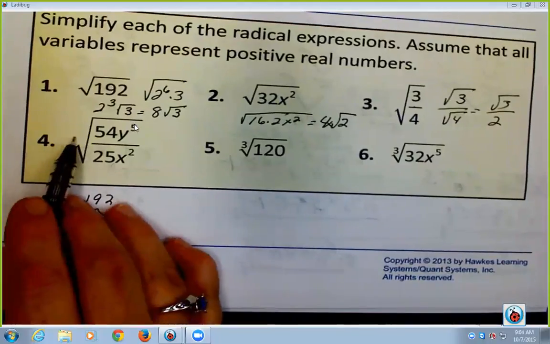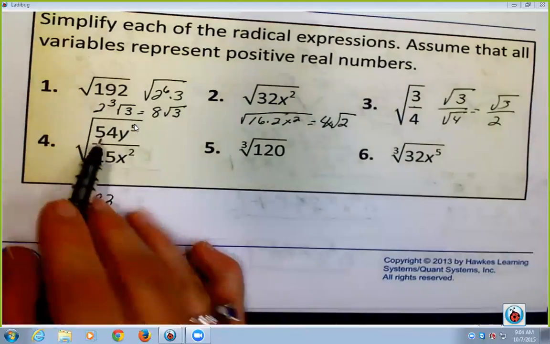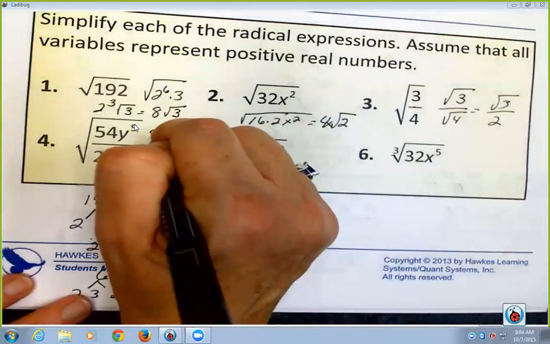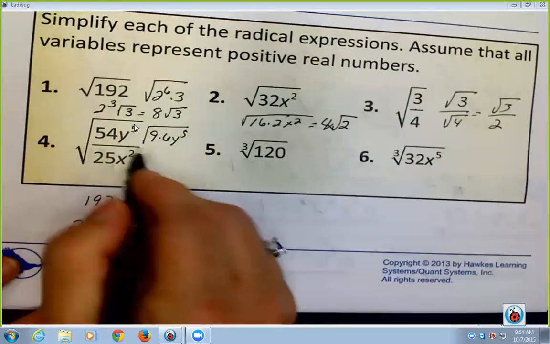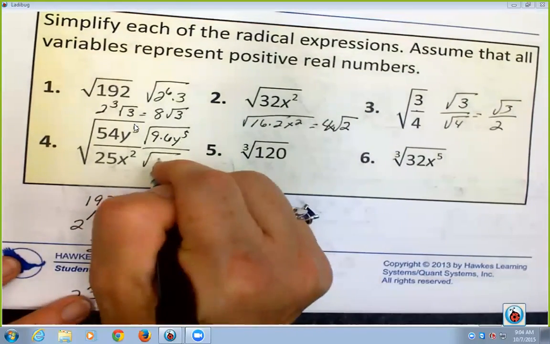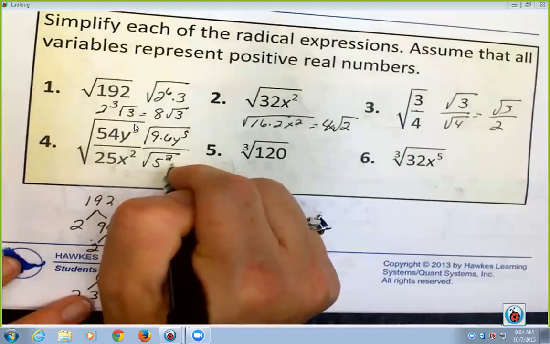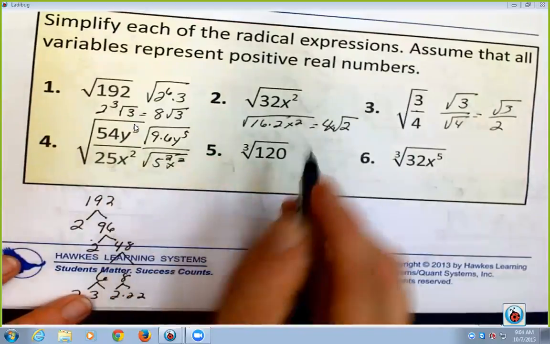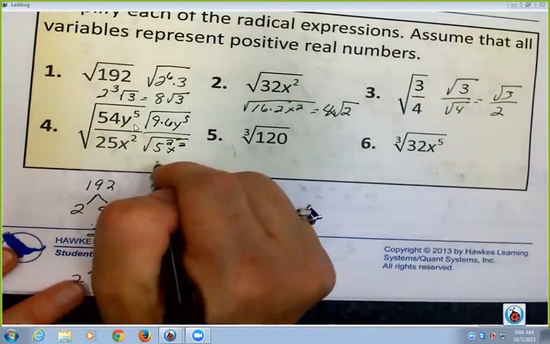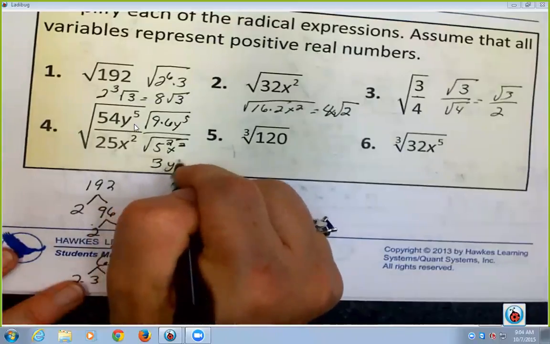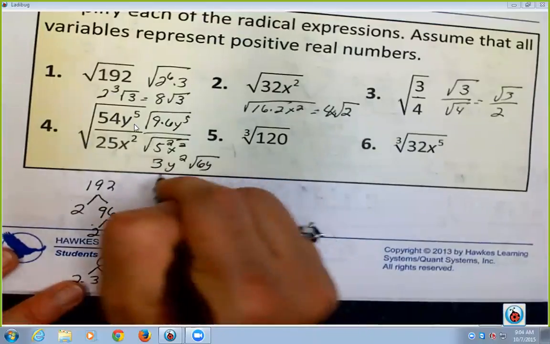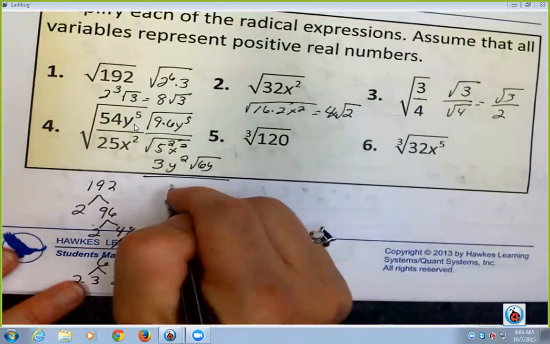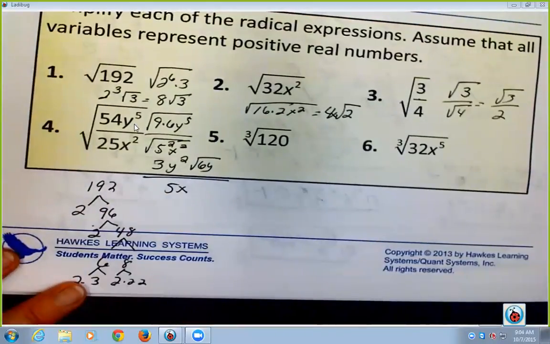Then we're into square roots here. 54 is 9 times 6. 25 is 5 squared times x squared. So in this case, I can pull out a 3 and a y squared. Under my radical leaves a 6 and a y. And in the bottom, I have 5x.